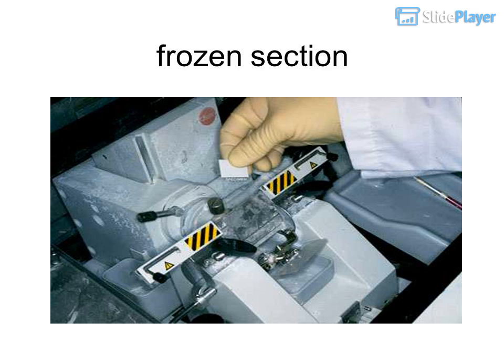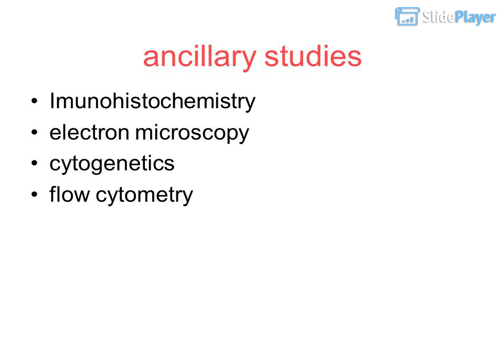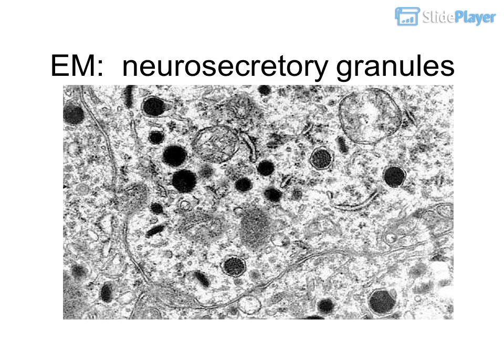11. Frozen section. 12. Staining a frozen section. 13. Ancillary studies: immunohistochemistry, electron microscopy, cytogenetics, flow cytometry. 14. Cytokeratin stain on a carcinoma. 15. EM, neurosecretory granules. 16.